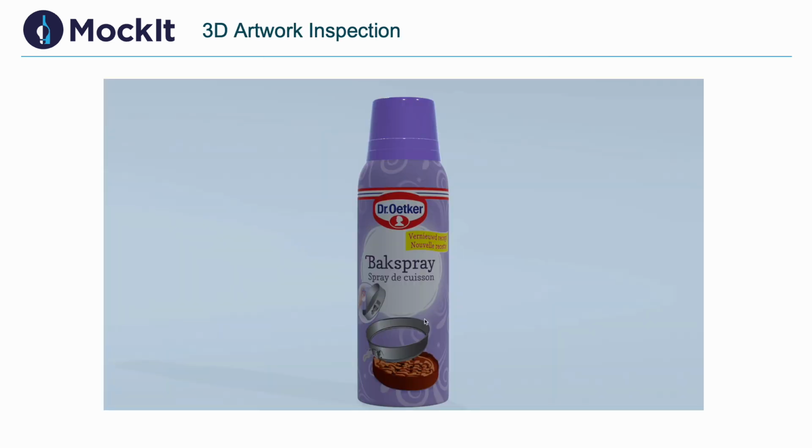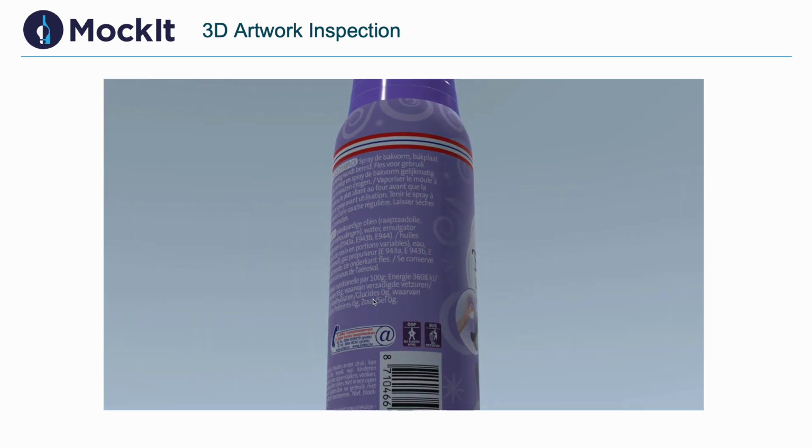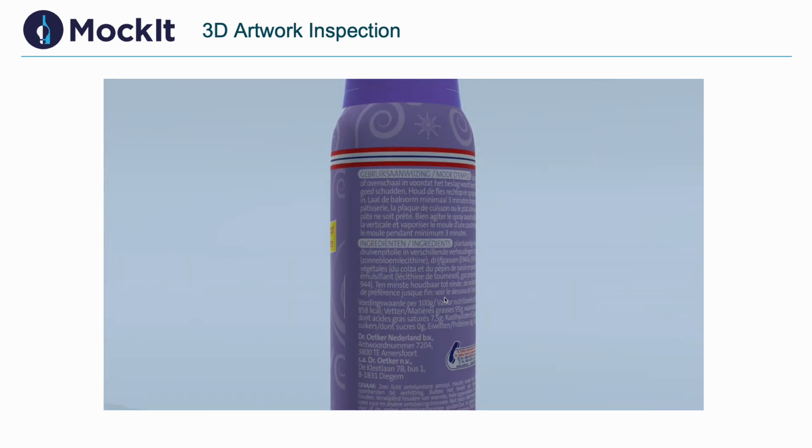The next workflow we look at is artwork approval. This is currently done in 2D, which prevents you from checking whether the artwork fits the actual form factor or whether artwork is correctly positioned in relation to folding lines, for example. By applying the artwork to a model, it can be inspected in 3D. This ensures that errors are found early in the process where they are much less costly to resolve.